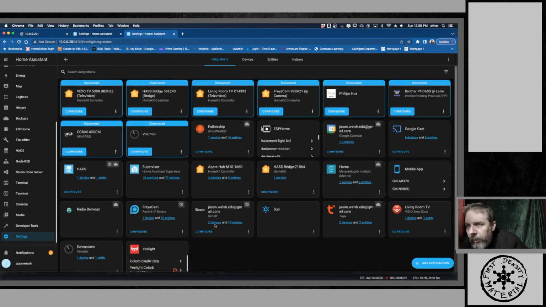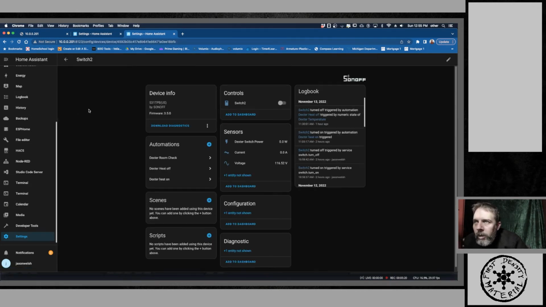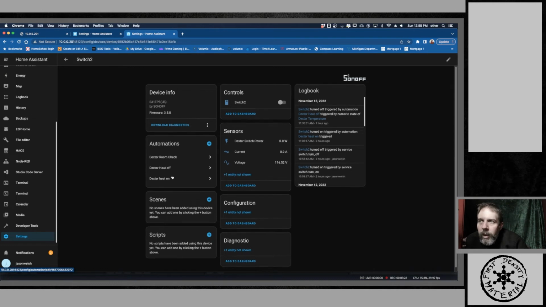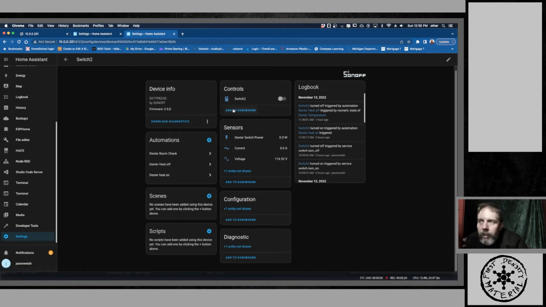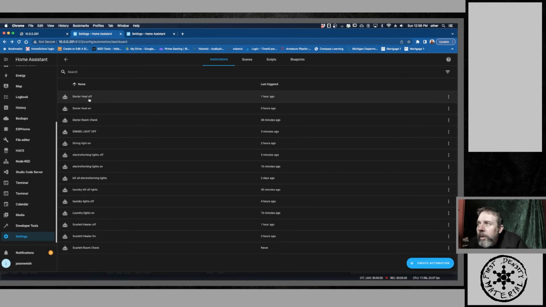So there we go. There's my two devices, and there's my Sonoff. But you can see these in here, and now that they're hooked to automations, you can also see inside the card what that looks like. Okay, so that's the animation for the heater on, and I didn't make any changes, so there we go.